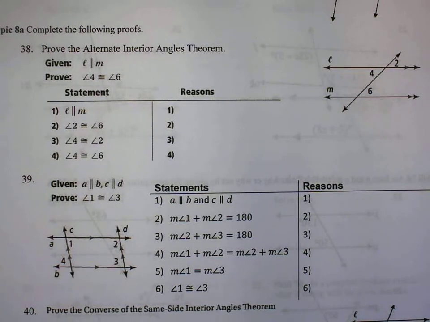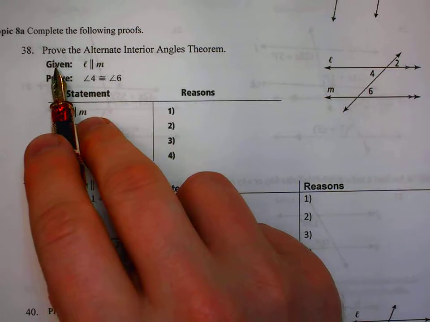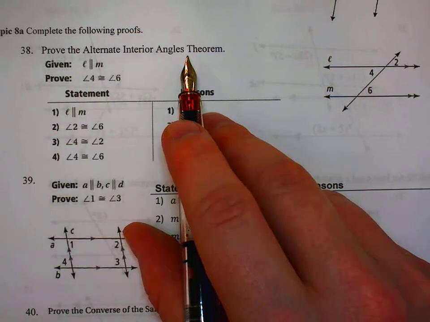This is the third video covering the Unit 3 review packet. In this video, we will be going over topics 8 and 9. Complete the following proofs. For 38, we're going to prove the alternate interior angles theorem.